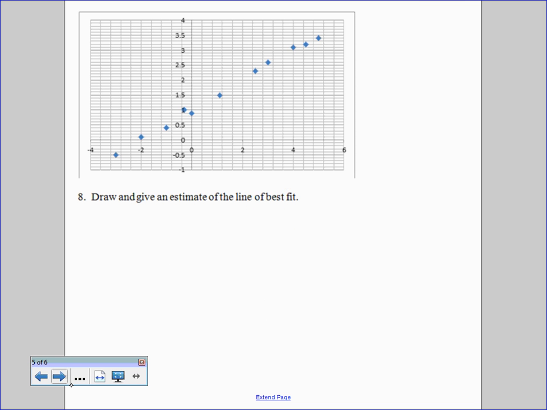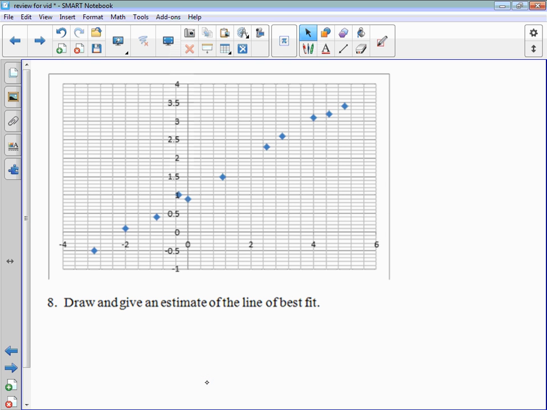All right. For this one, draw and give an estimate of the line of best fit. So I'm going to cheat a little bit here and get the calculator to get the smartboard to draw the line for me. Now there's a couple different ways to attack this problem once I get it like this. No, that's not quite right. Let's see here. That looks good there. That looks good there. All right, I'm okay with what I got.